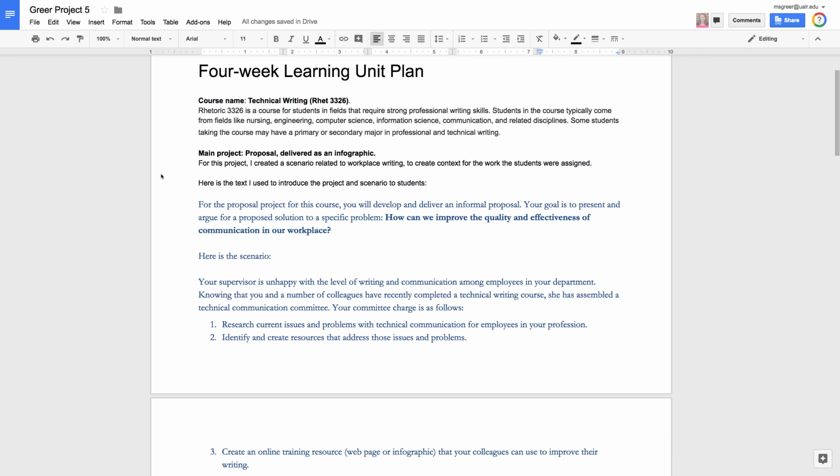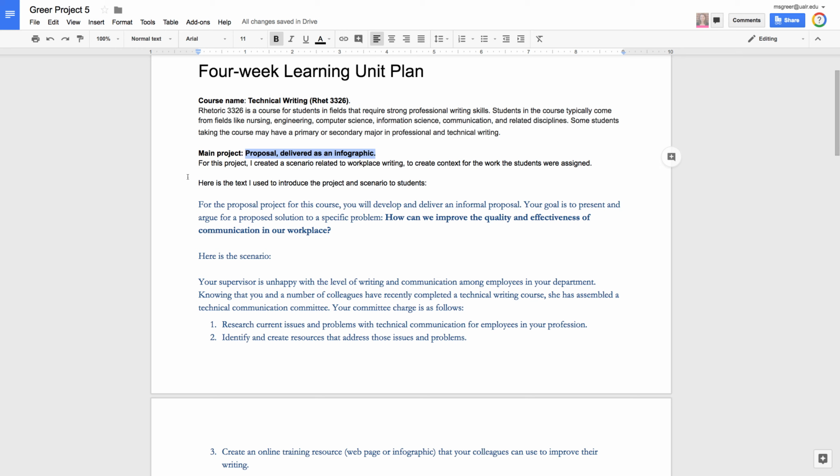The project itself, the end point of the 4-week learning unit, in this case, is a proposal. And most of you know from having taken courses like this, a proposal is a very common workplace document that proposes a solution to a problem. So it's a very typical genre that people really have to write in the real world. You have to write proposals of various types at work all the time. So the real world relevance factor is very high.